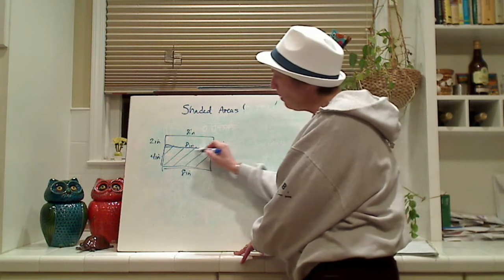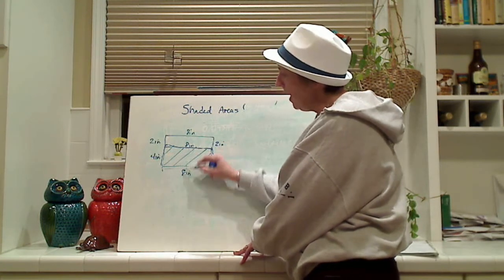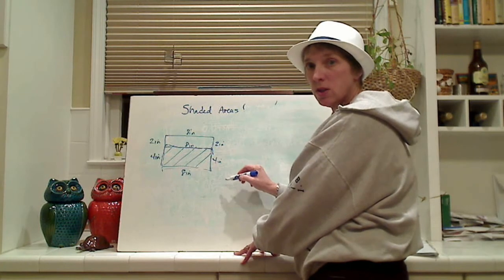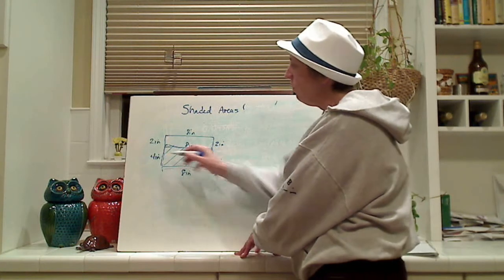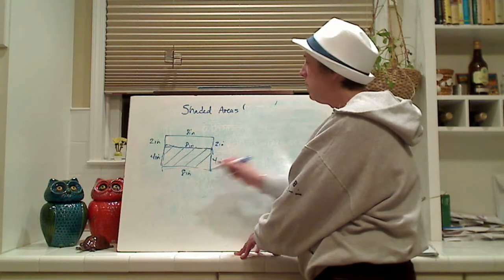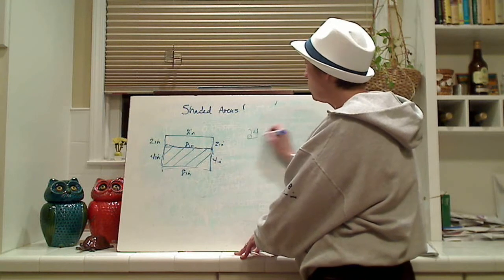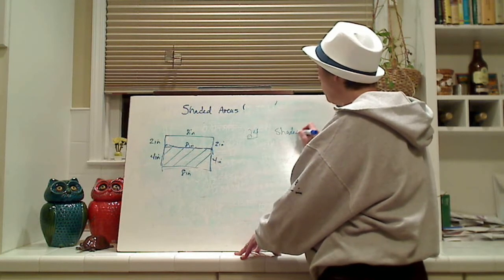So the perimeter of this is 8, 8, 4, and 4 inches, and we're going to add that up. 4 plus 4 is 8. 8 plus 8 plus 8 is 24 because it's shaded. And we write that down. You have to write it down.